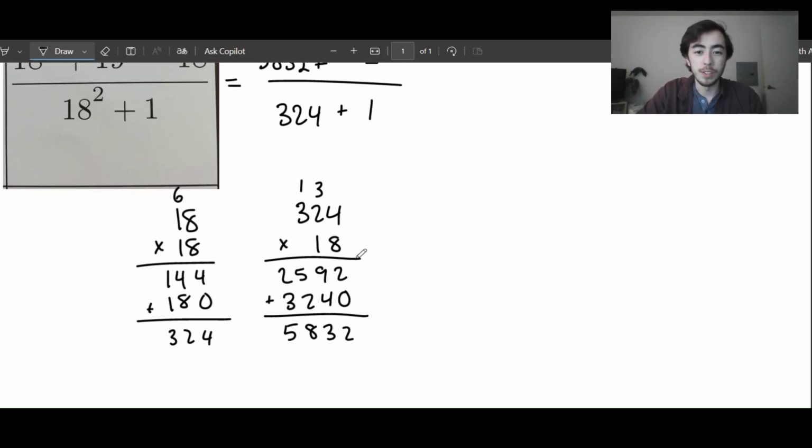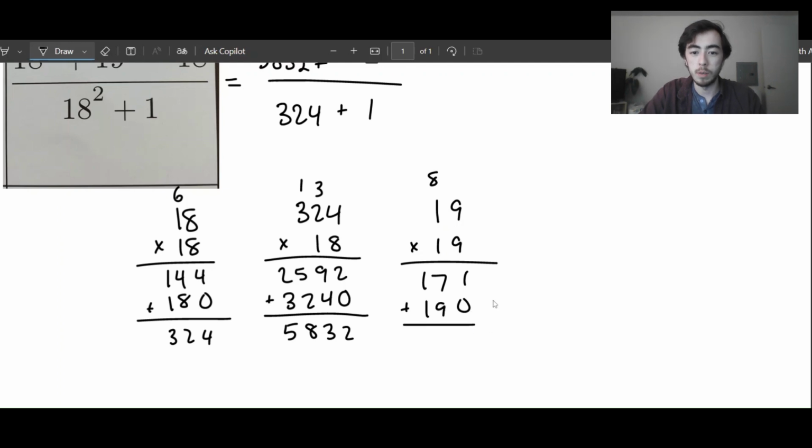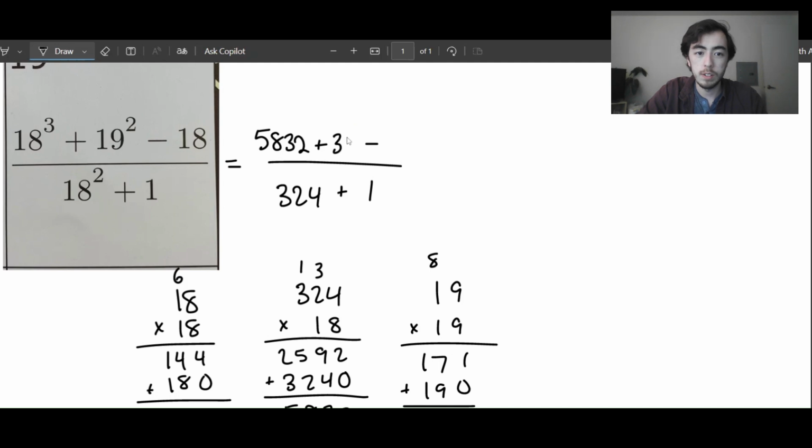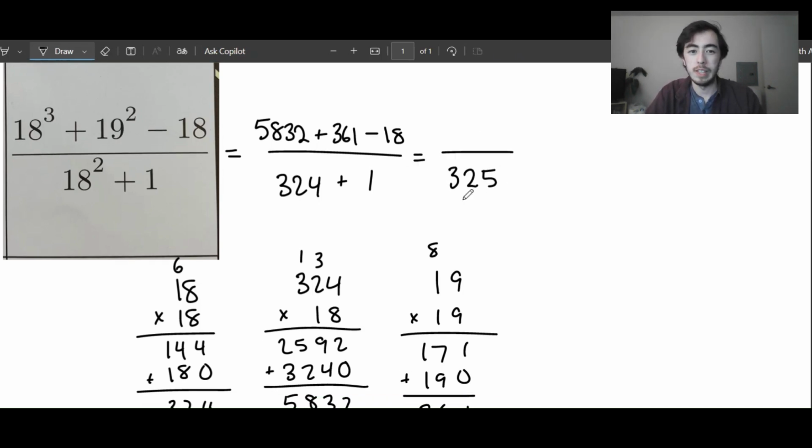And then I just need to figure out what 19 squared is. So, I guess I'll just do 19 times 19. The 9 and the 9 make an 81. 9 plus 8 is 17. Placeholder 0, 19, and then adding it all up gives me a 1, a 16, and then that 1 carries over and gets me 361. So 361, and then minus 18. The bottom is pretty easy. Just add the 1. And then the top is a little bit less straightforward.